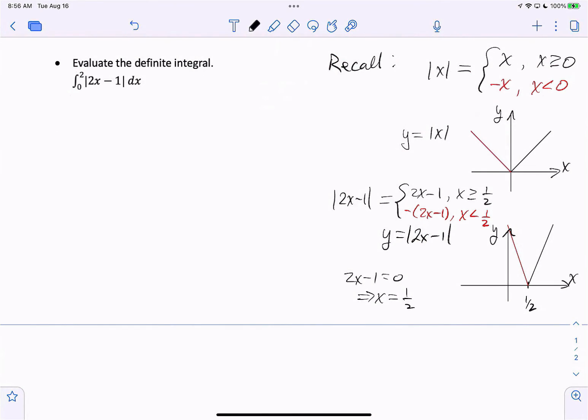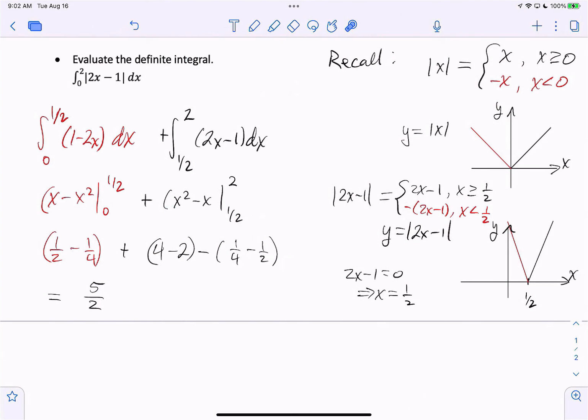So what I need to do is split this up into two integrals. One of them is going to go from 0 to 1/2, and the other is going to go from 1/2 to 2. The integral that goes from 0 to 1/2 is the integral over which our function is defined by the negative of the quantity 2x minus 1. So I'm going to write that as 1 minus 2x. And that's our integrand for that interval. For the interval from 1/2 to 2, the function is defined by 2x minus 1. And so that's my integrand, 2x minus 1 dx. And then we integrate these separately using the power rule. I'd like for you to do that and then come back when you're done.